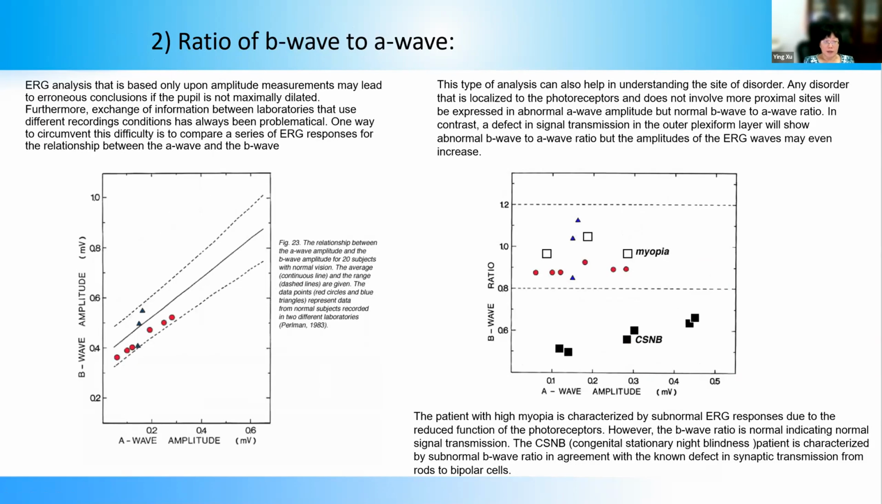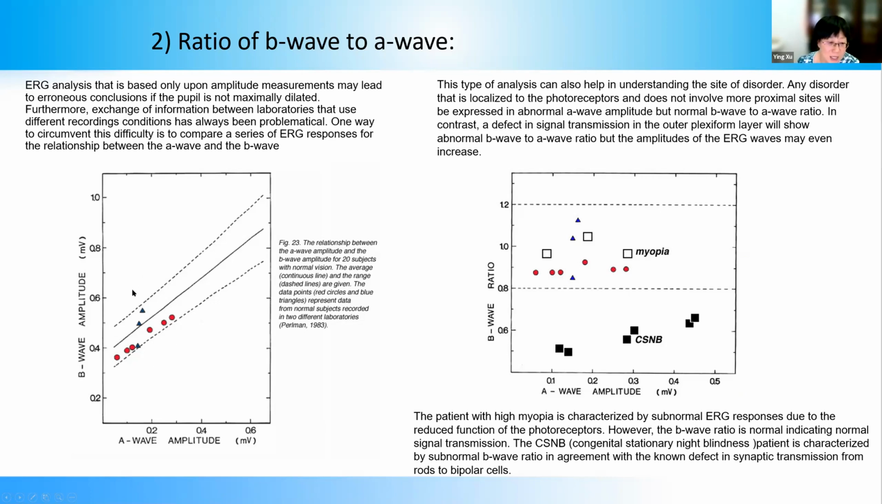ERG analysis based only upon amplitude measurement may sometimes lead to erroneous conclusions, like if the pupil is not fully dilated. Also, as different labs have different experimental conditions, it's not easy to compare the data. One way to overcome this difficulty is to compare a series of ERG responses for the relationship between the A wave and the B wave, that is, to calculate the ratio of B wave to A wave. Here is an example where they plot B wave amplitude against A wave amplitude, and different symbols represent data from different mice.